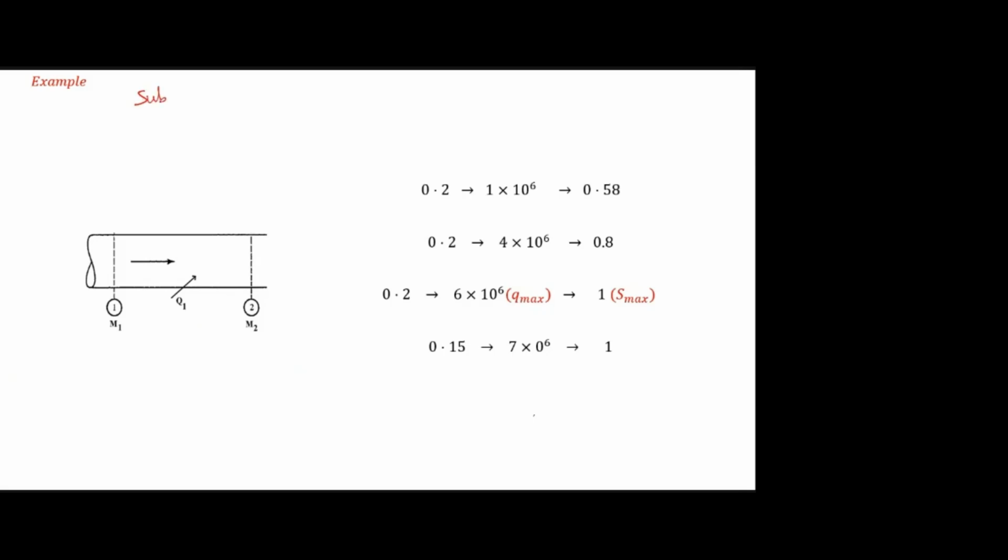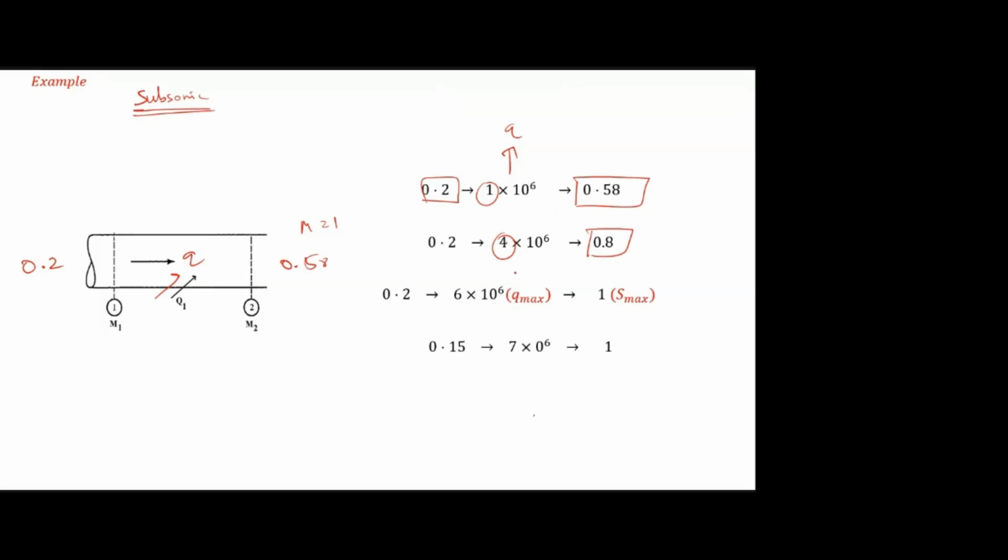So here I have taken the subsonic problem as example. Initially I have taken 0.2 this side and I have added Q value of 1 into 10 power 6, so that my flow got accelerated to 0.58. Now assume I keep on increasing that Q value. This time I am increasing to 4 into 10 power 6. Now I already told you subsonic flow will get accelerated due to the Q, and maximum it will reach 1. So assume for this 4 into 10 power 6, the flow got further accelerated and reached Mach number 0.8.